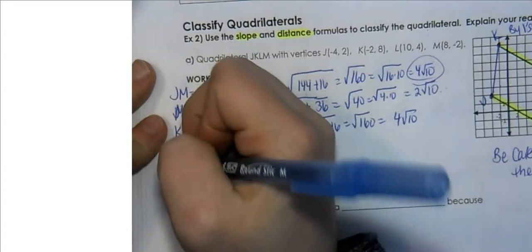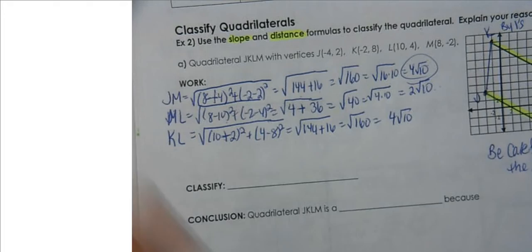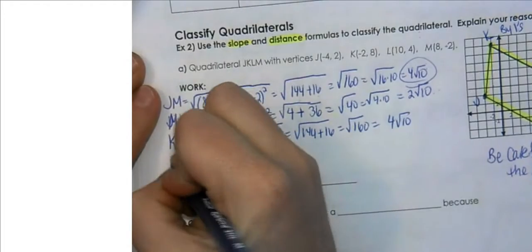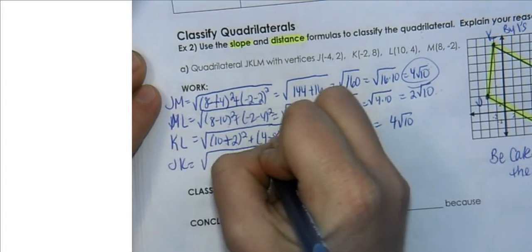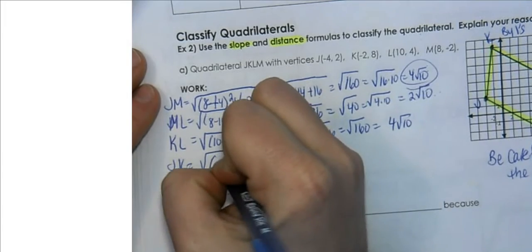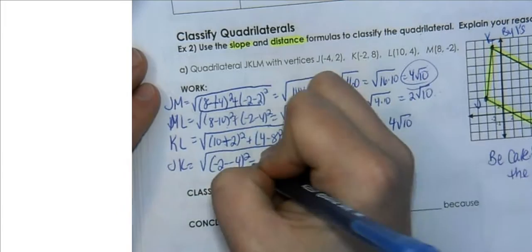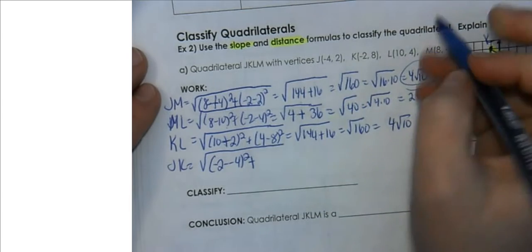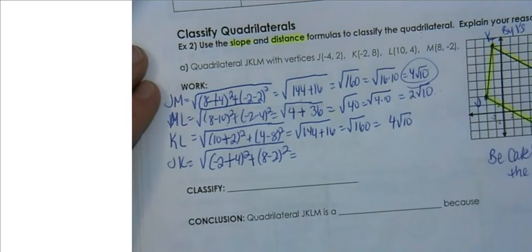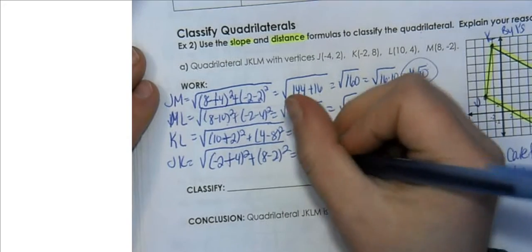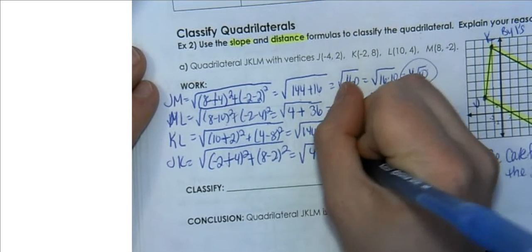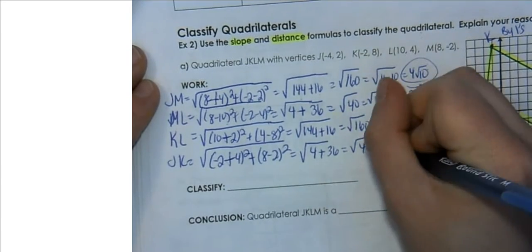So now I need to find my last side length, which is JK. So with JK, I have -2 minus -4 squared plus 8 minus 2 squared. Negative negative makes a positive. -2 plus 4 is 2. 2 squared is 4. 8 minus 2 is 6. 6 squared is 36. This is the square root of 40, which we know is 2 square roots of 10.